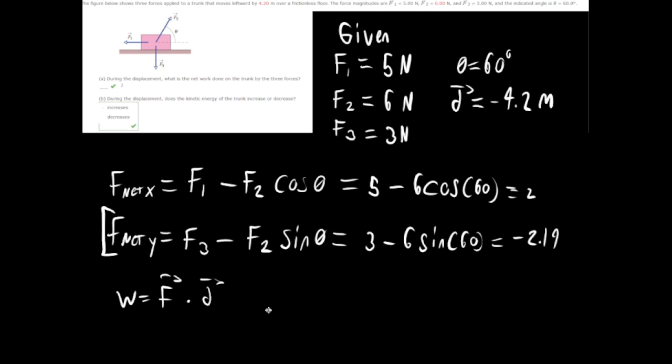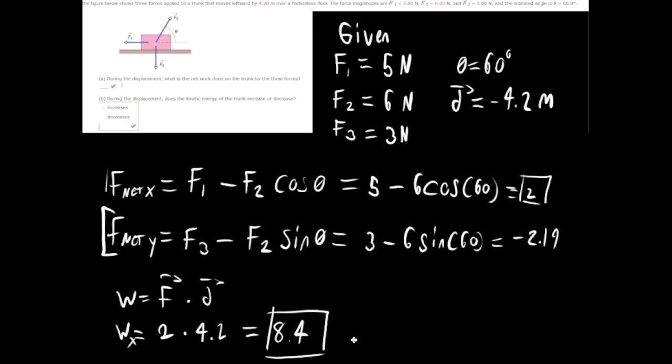So from here, we're going to take F net of x times displacement of 4.2, or F dot d, and that should give us work x, which is the only work this object has, and that is equal to 8.4. Now, that's part A.